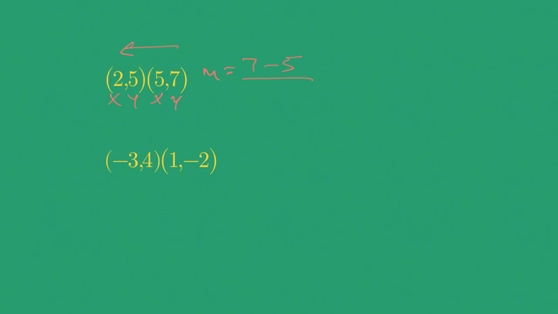Okay? Now on the bottom, first x value is going to be 5 minus the second x value, which is going to be 2. Okay? We're subtracting from right to left. So 7 minus 5 on the top, 5 minus 2 on the bottom. Guys, what's 7 minus 5? 2. And what's 5 minus 2? 3. 2/3.